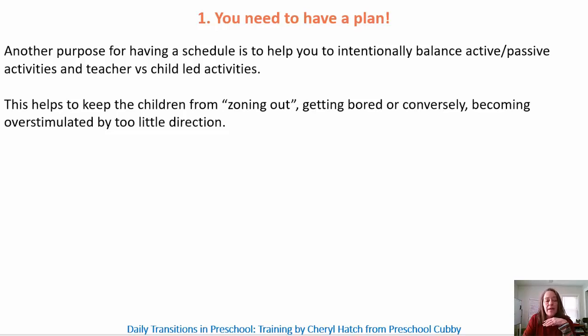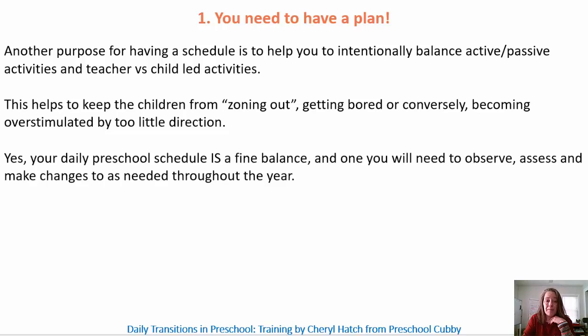So if you have too many active activities, they're just going to be exhausted. If you have too many things where they're just sitting and not moving very long, if you have a very long circle time, or if your children are going from circle time to a story time, or something that's very passive, they're going to get bored, and that's where your behavior problems come in. So your daily schedule is a fine balance of these things.